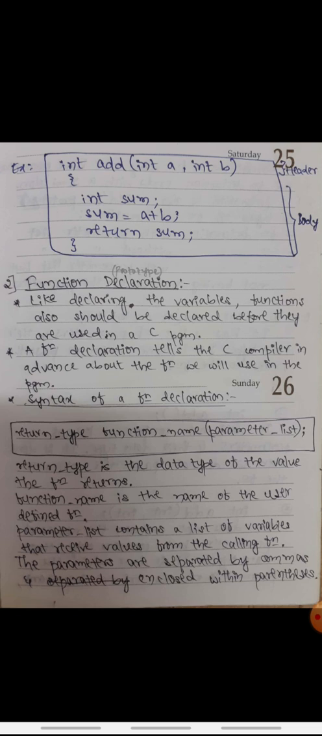Parameters are written along with their data types: int a, comma, int b. If you observe, after this function header we have not put a semicolon, and simply open the brace. It means we open the body of the function. Here int sum is a local declaration, so a local variable sum is declared in this local declaration section. Then we start writing executable statements like sum equal to a plus b, and so on.